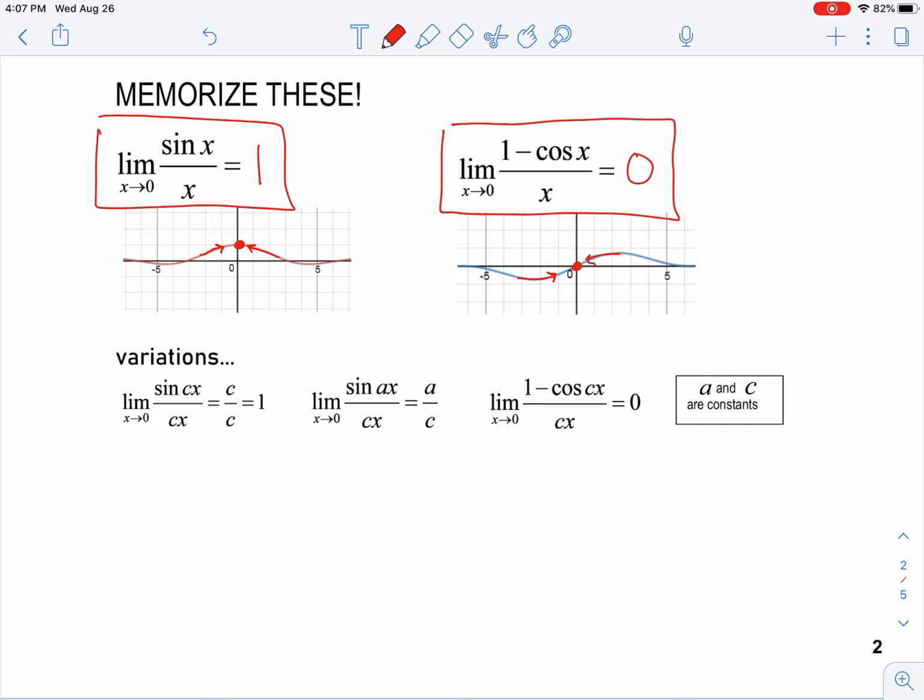There's a couple variations. Sine x over x is 1. If you have the same constant out front, it's just c over c, which is still 1. If these constants are different, then it's a over c. Here, if these constants are the same, it's still just 0. So a couple variations on that same thing.